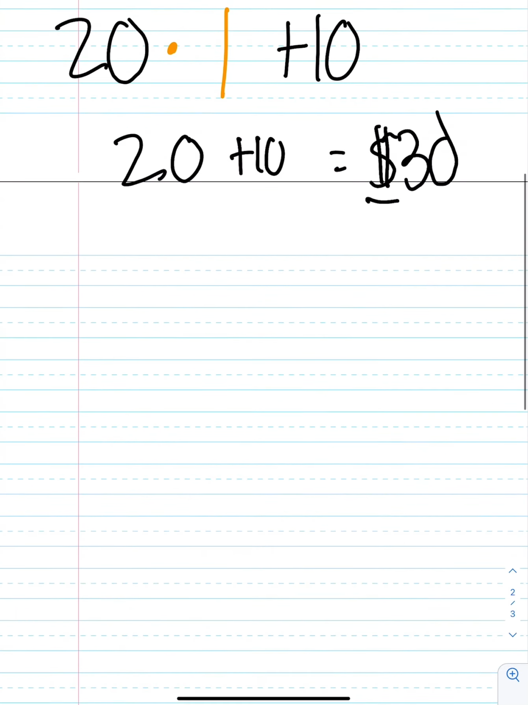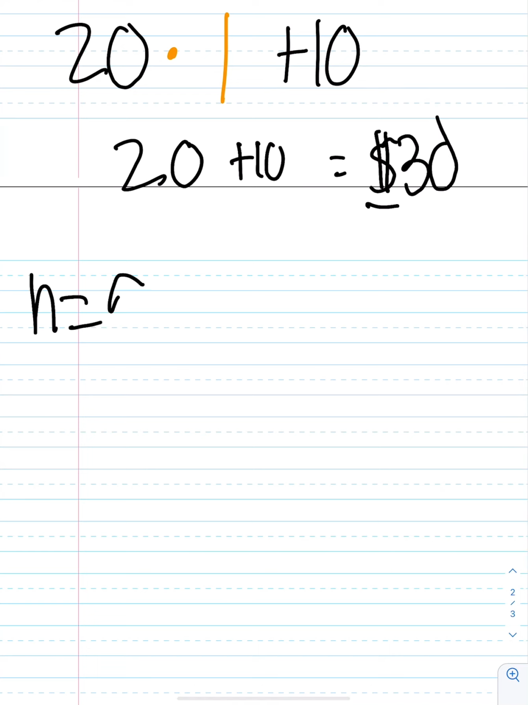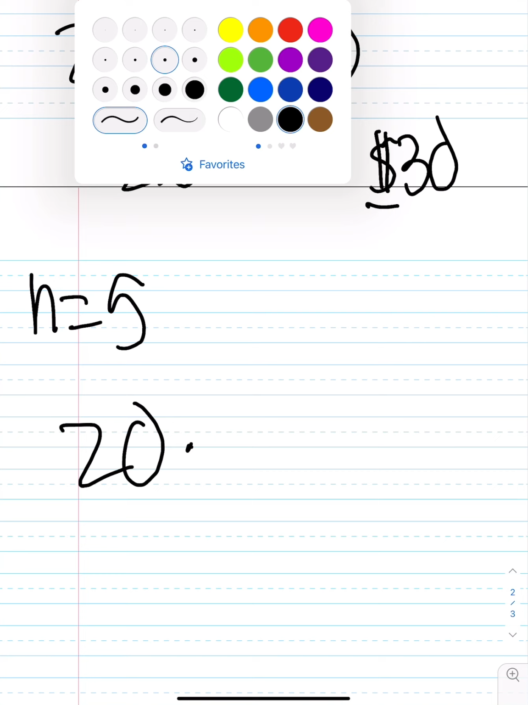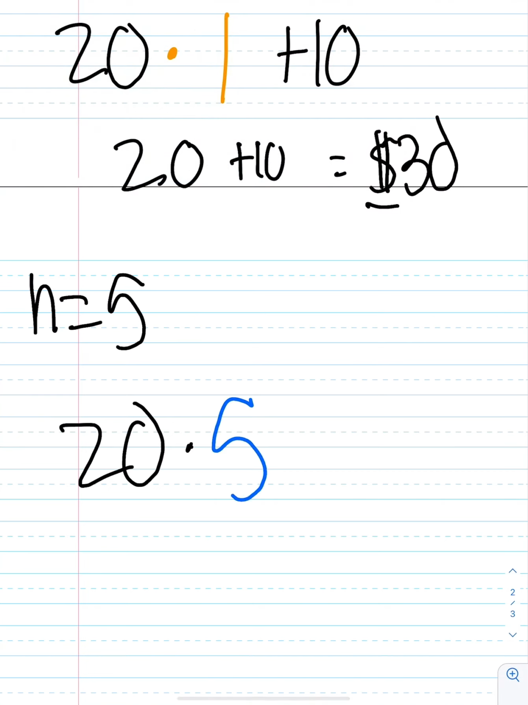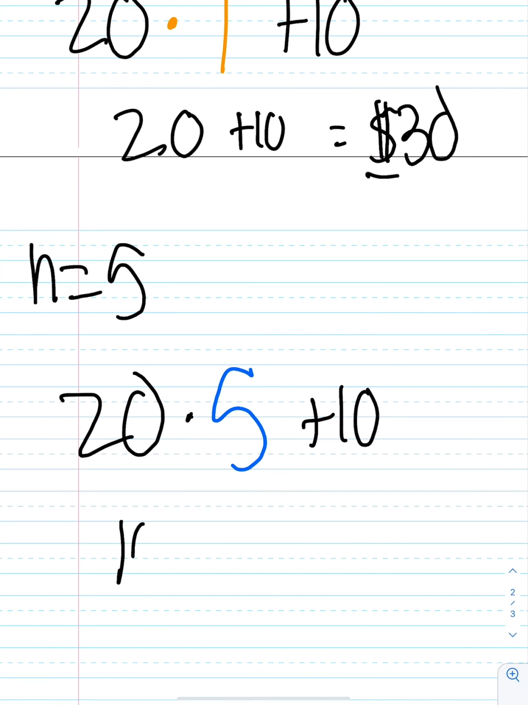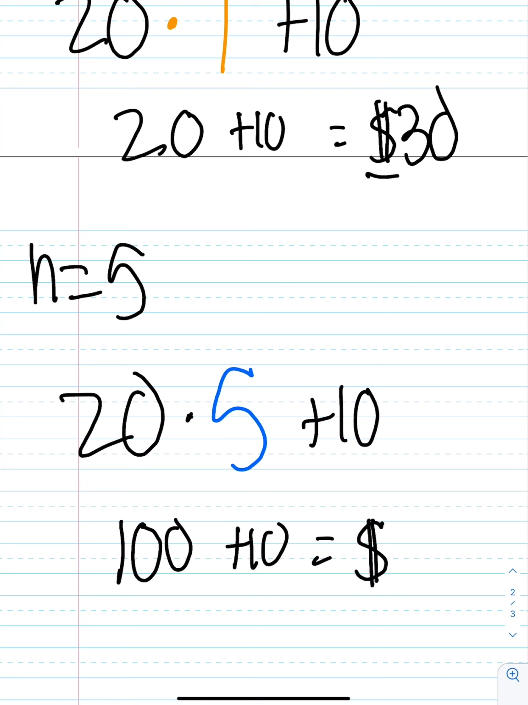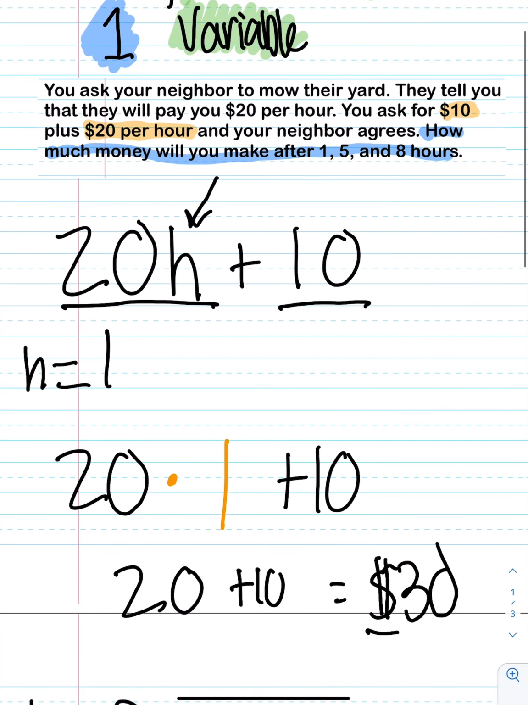When h equals 5, we have 20 times 5 plus 10. And 20 times 5 is just 100. And 100 plus 10 is equal to how much money? Good. $110. Lastly, we're asked to find it at 8 hours.